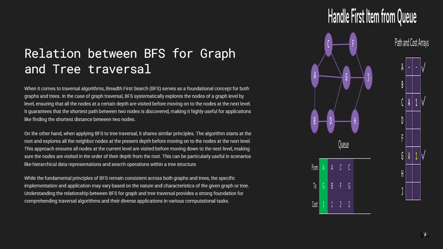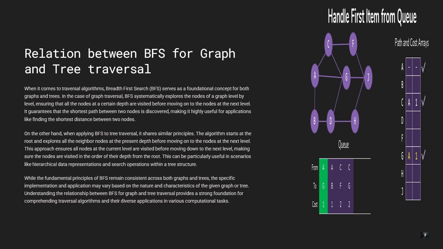Next, let us see the relation between BFS for graph and tree traversal. When it comes to traversal algorithms, breadth first search serves as a foundational concept for both graphs and trees. In the case of graph traversal, BFS systematically explores the nodes of a graph level by level, ensuring that all the nodes of a certain depth are visited before moving on to the nodes at the next level. It guarantees that the shortest path between two nodes is discovered, making it highly useful for applications like finding the shortest distance between two nodes.